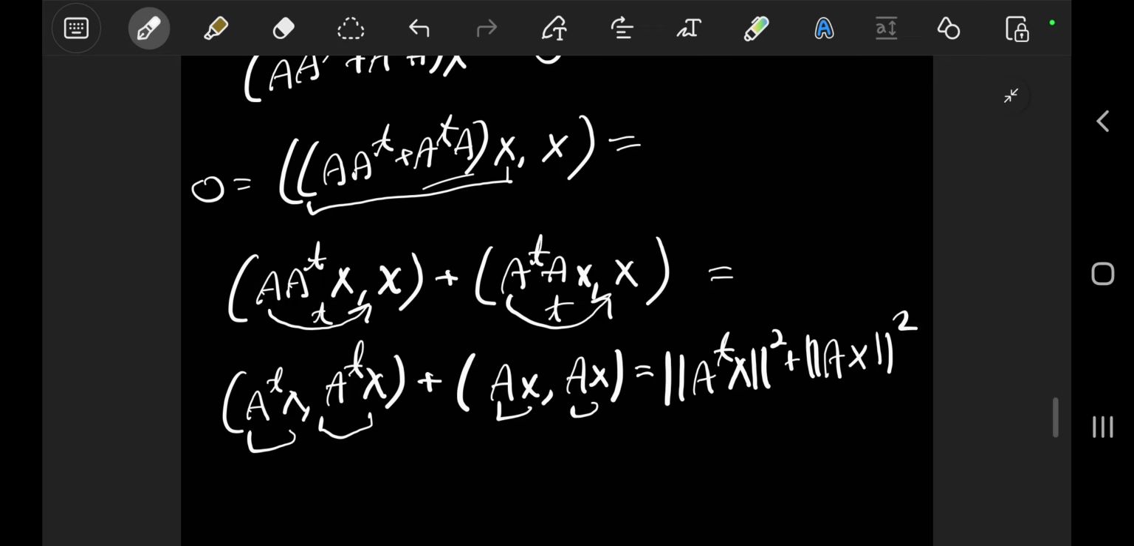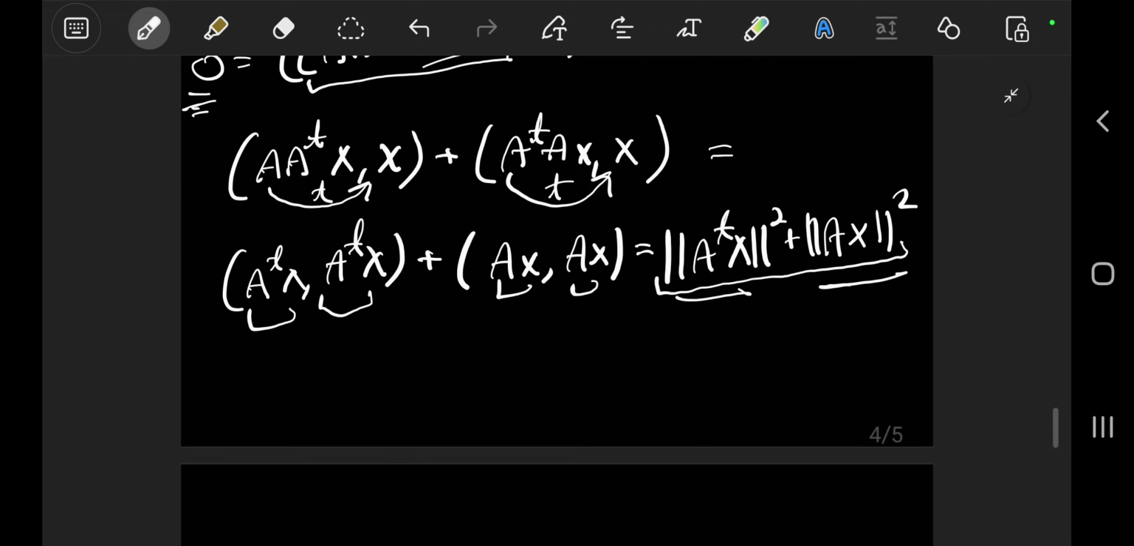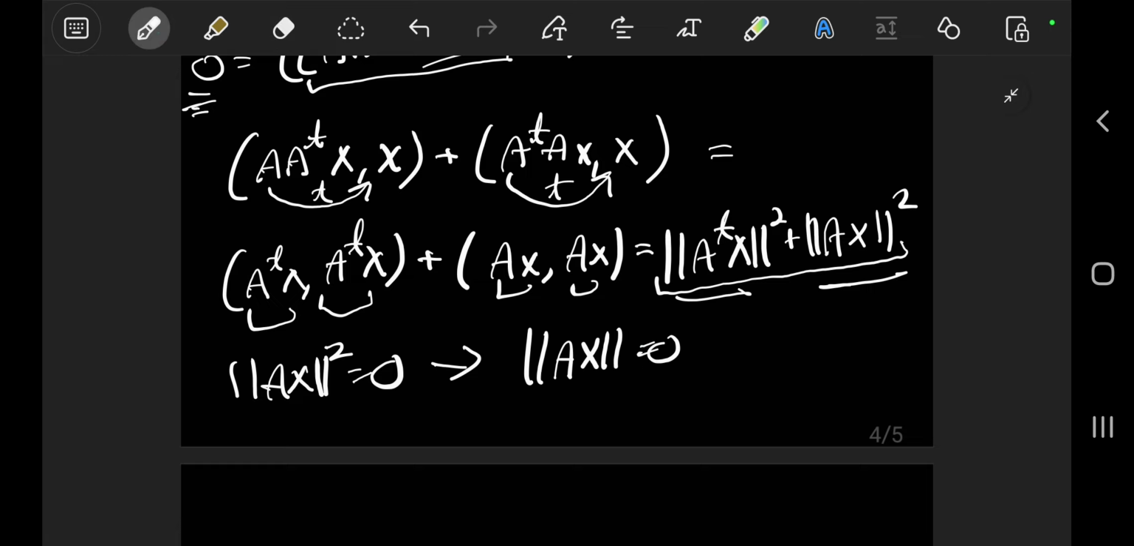But the norm equals 0 or something greater. So in order for this sum to be 0, both these terms must be 0. So the norm of Ax squared is 0. In order to be 0, we need the norm of Ax to also be 0.